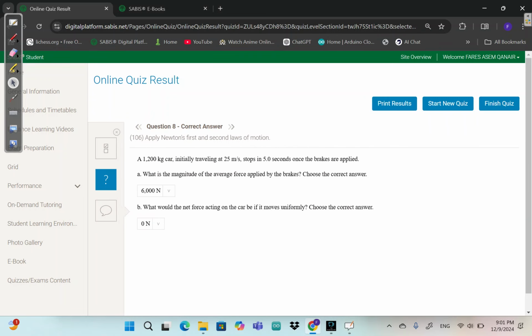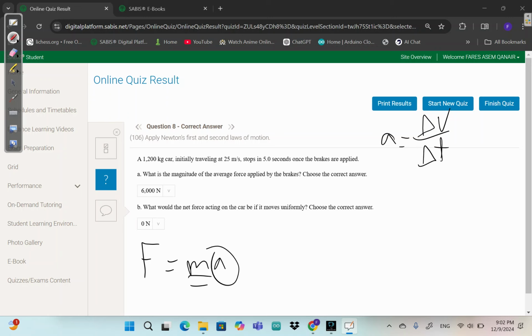Question 8. A 1,200 kilogram car, initially traveling at 25 meters per second, stops in 5 seconds once the brakes are applied. What is the magnitude of the force applied by the brakes? So they want a force. So we know that our rule is F equals ma. Now we know mass, but we don't know acceleration. So we need to find the acceleration. Now acceleration is equal to delta V over delta T. So acceleration is going to be equal to V final minus V initial over time.